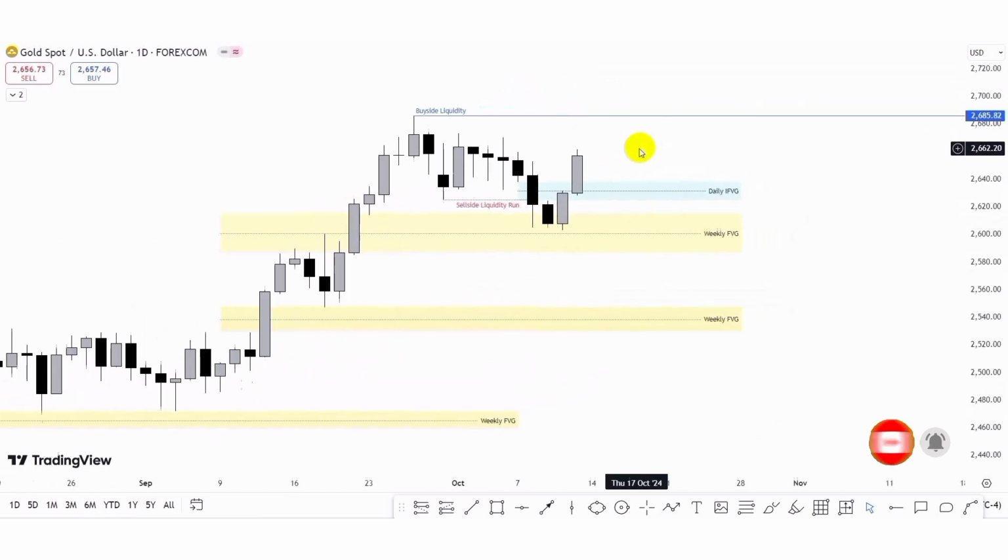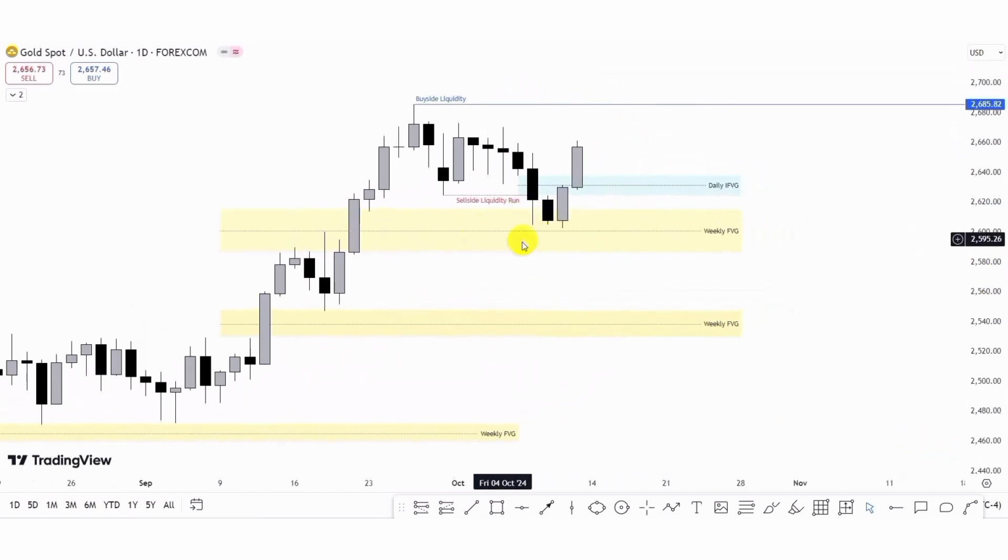So now what we can see here in the daily time frame is that we can identify our weekly fair value gap, how price returned and took out the sell side. So we have a sell side liquidity run, and now we can see price giving us this momentum to the upside, bullish momentum to the upside. We're seeing and expecting to see that price will reach the buy side liquidity.